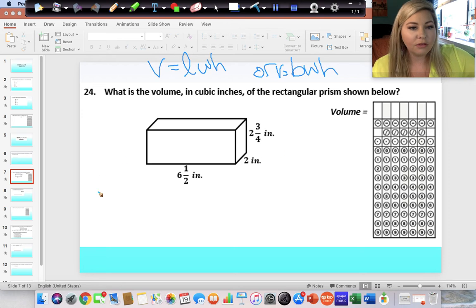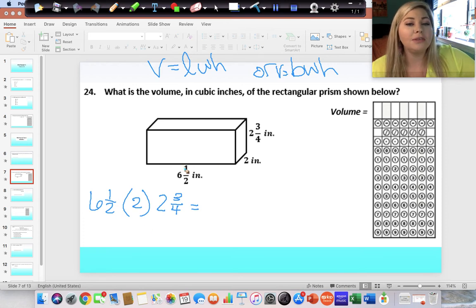So let me figure out where I'm going to do this. 6 1/2 times 2 and 3/4. We're just multiplying all of these numbers together. What I would recommend is changing these mixed numbers into improper fractions by doing the backward C method. So 2 times 6 gives us 12. Add 1 makes 13.